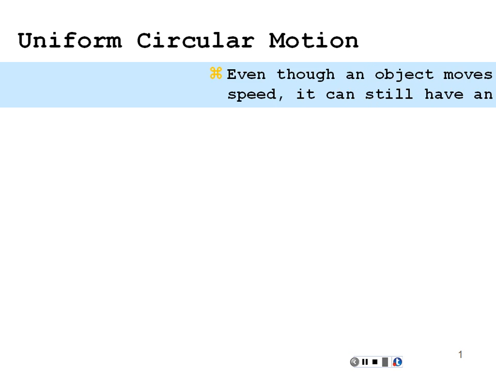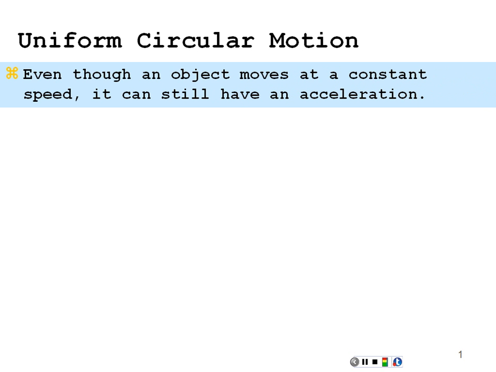This is the second video in Chapter 4 dealing with centripetal acceleration and relative motion. Even though an object may have a constant speed, it can still have an acceleration. Even though its speed is not changing and so you have no linear acceleration, we can still have an acceleration due to the fact that its direction is changing.